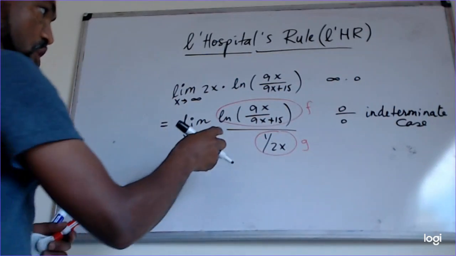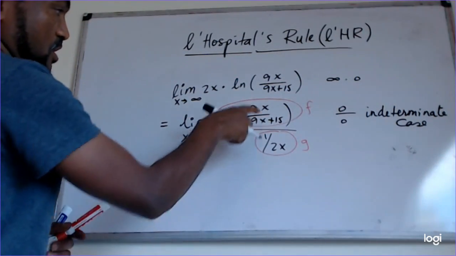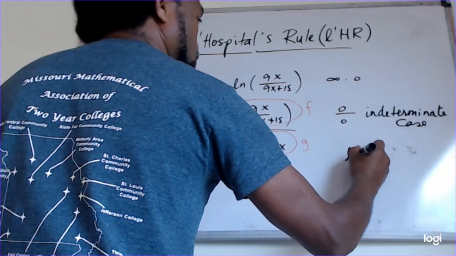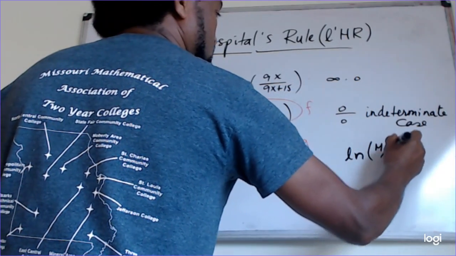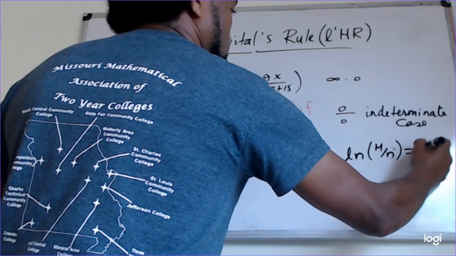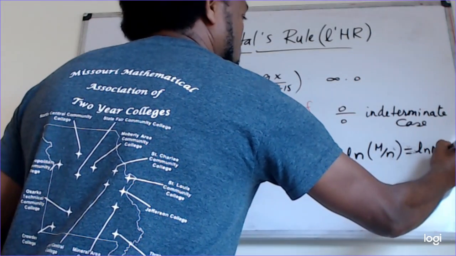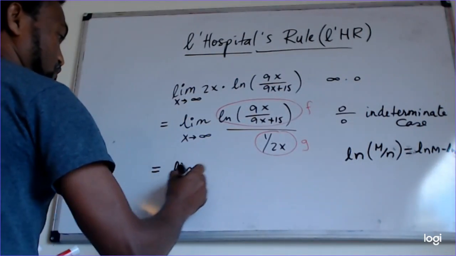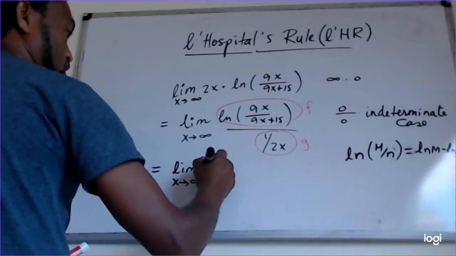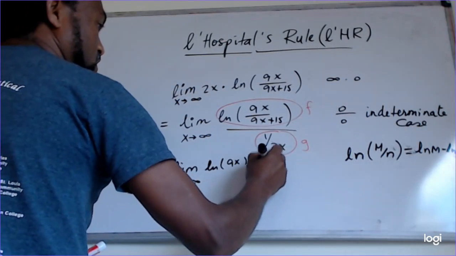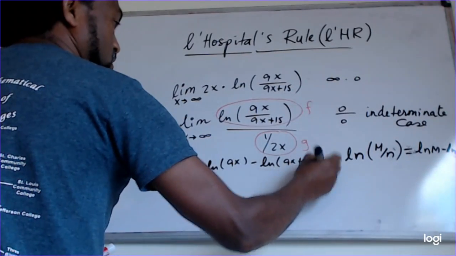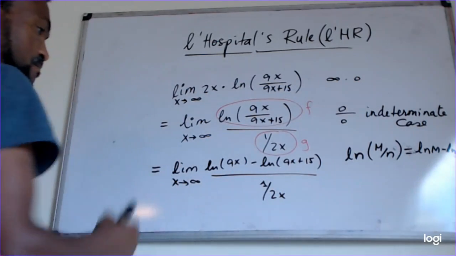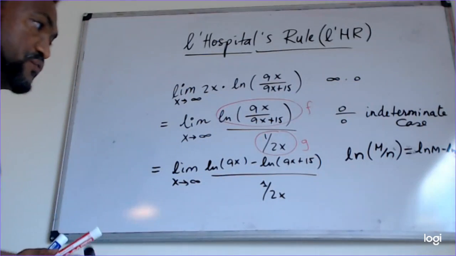Before I differentiate, I'm going to use the rule of logarithm to expand this a little bit. And that rule is, if you remember, the natural log of m over n is natural log of m minus natural log of n. I'm going to use that for the numerator. So this will be the limit, of course, as x approaches infinity of natural log of 9x minus natural log of 9x plus 15 over 1 over 2x. Now I have my f and g, I differentiate them.